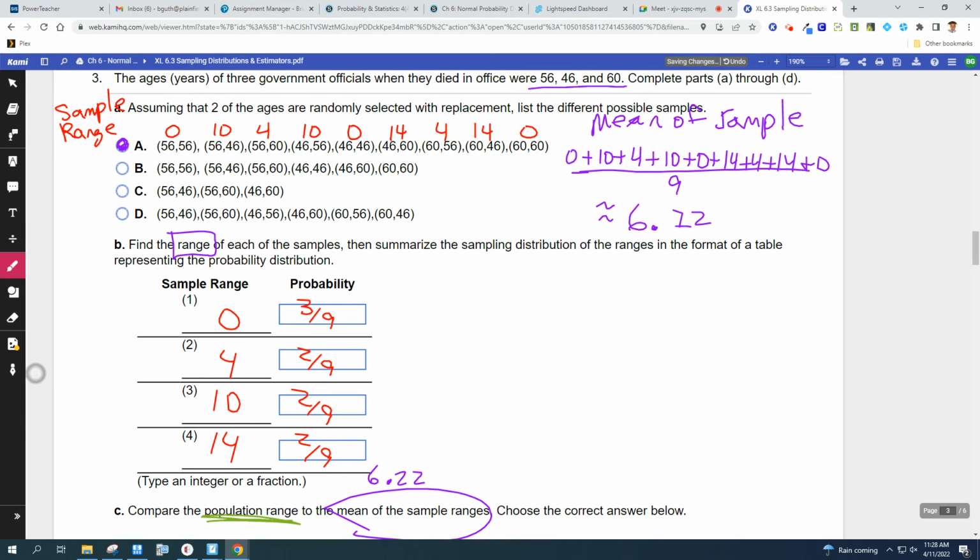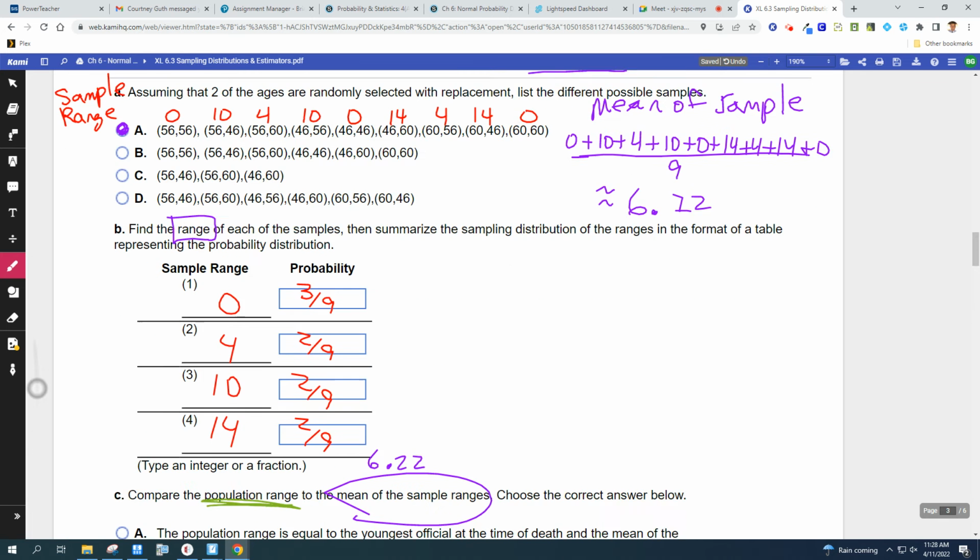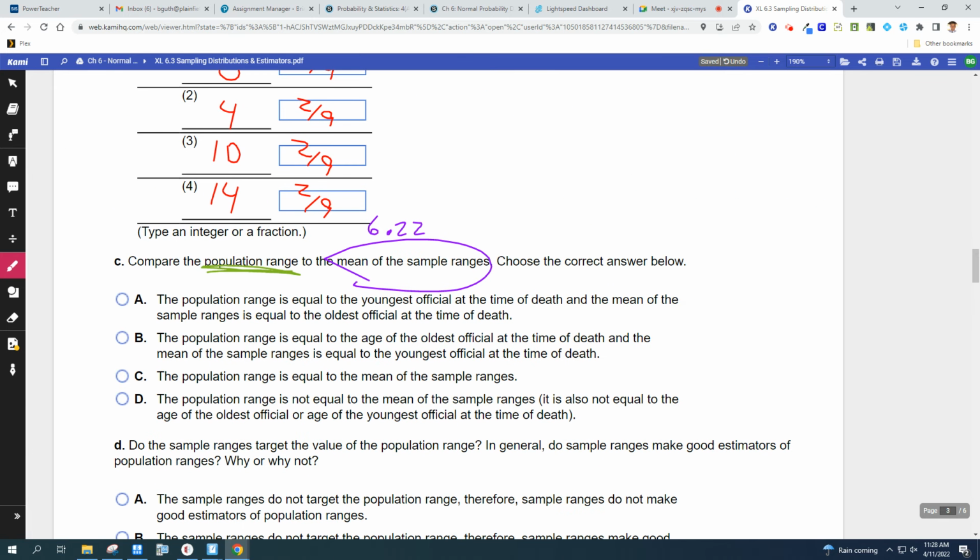The population range, okay, population is always going to be easier to calculate. You just look at the population range. Big minus small is going to be 14. 60 minus 46. Big minus small is 14. So we compare the population range of 14 to the mean of the sample ranges. They're different. Okay? They are different. So which one is that? Not equal.